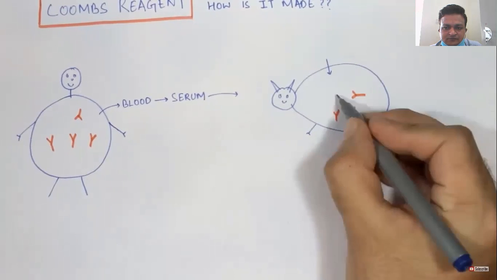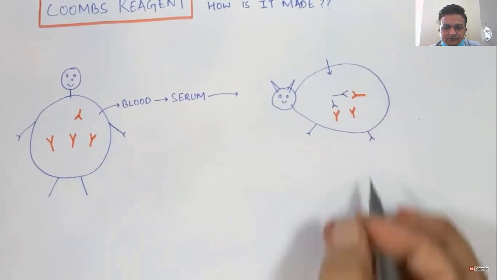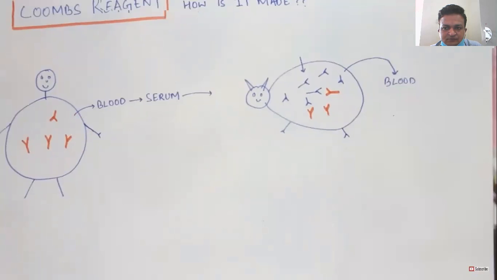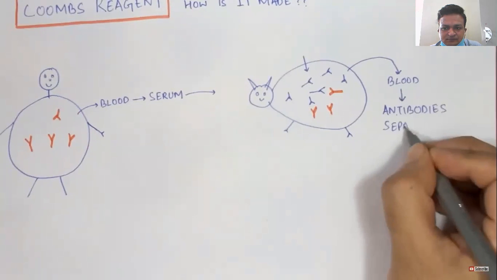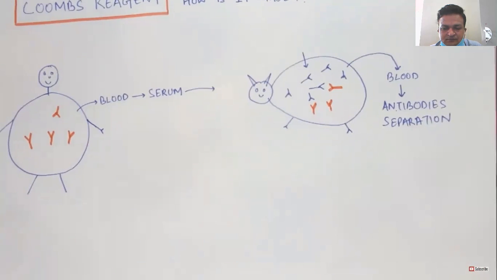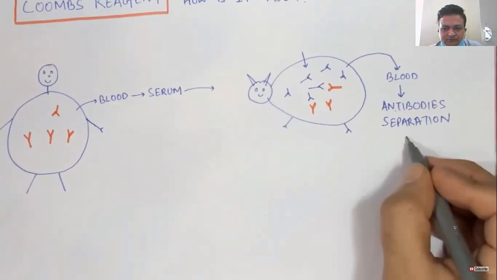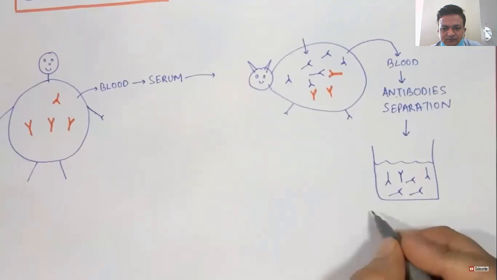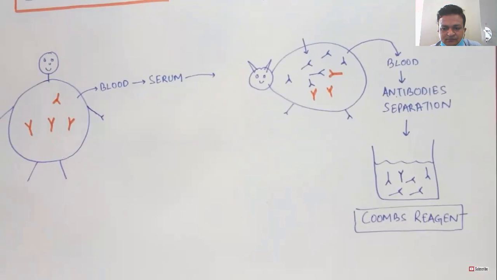Now, the immune system of this animal recognizes these antibodies as foreign and produces its own antibodies against these. And what we do next is we take the blood of that animal and separate those antibodies which the animal has just produced against these autoantibodies. And we harvest those antibodies, and this is the Coombs reagent. So the Coombs reagent is nothing but the antibodies which the body of the animal has produced against these autoantibodies.